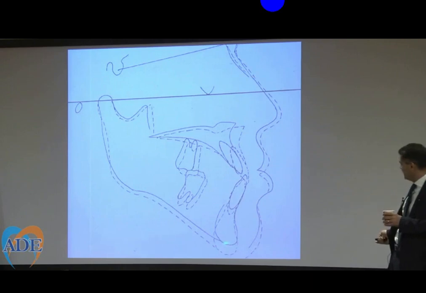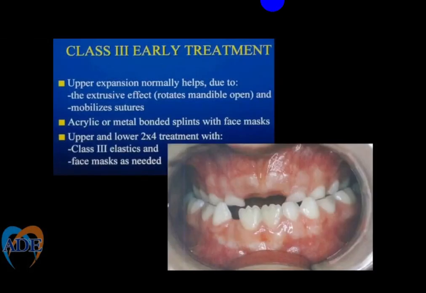Can you see the mandible has extruded? In a really bad case, it would rotate downward and backward. Does that kind of make sense? Right? So I want you just to be critical of what we're doing at the end of treatment. So expansion, it certainly has an extrusive effect. That's what we're getting at. You do get the mandible rotating open as a byproduct, an unwanted byproduct in high angle cases of mobilizing sutures. That's the point we're getting at.